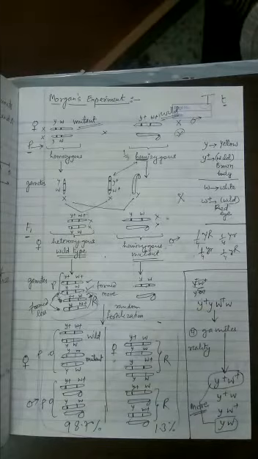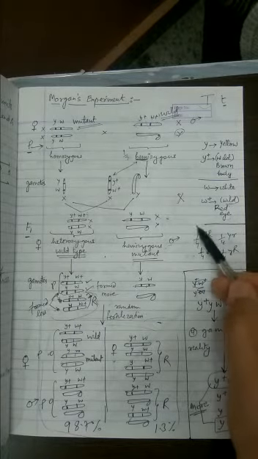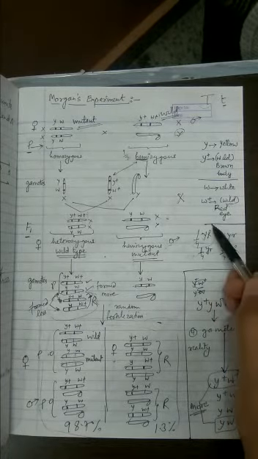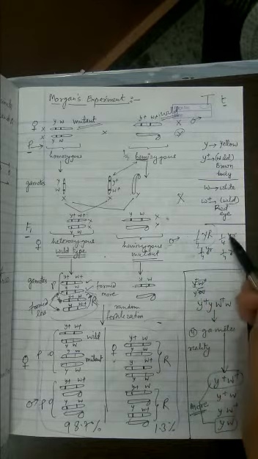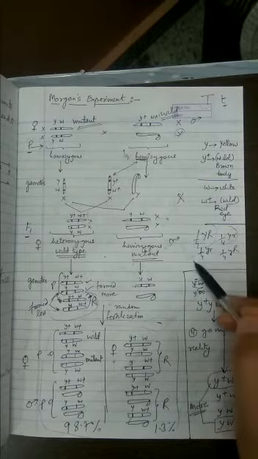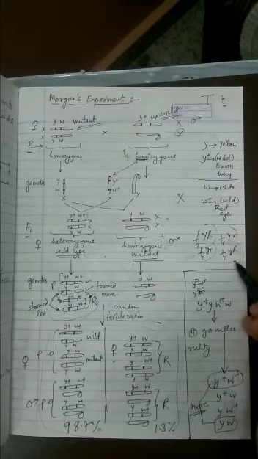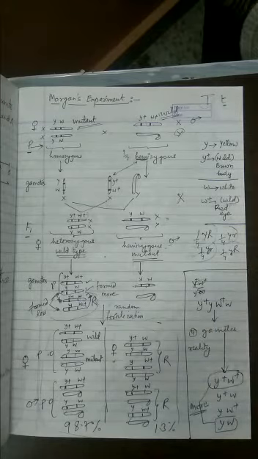Now in the next generation, what we expect according to the law of independent assortment, you remember independent assortment tells us that 1 by 4 capital Y capital R, 1 by 4 capital Y and small r, 1 by 4 small y and capital R, and 1 by 4 small y and small r. We expect this ratio. So let's keep this thing in our mind.